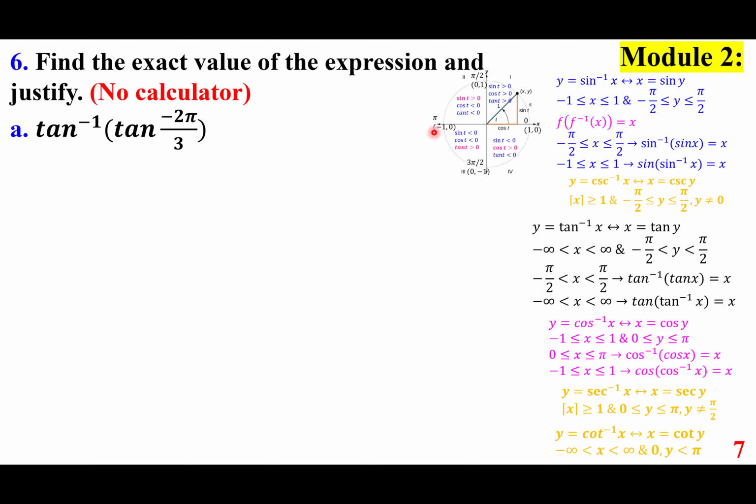And again, reminding everybody about various quadrants and which one is positive, which one is negative, and so forth. So tan of negative 2 pi over 3, as you can see quickly, pi over 3 is the reference arc. Negative 2 pi over 3 puts us in the third quadrant. And so tan inverse of square root of 3, and that is pi over 3.